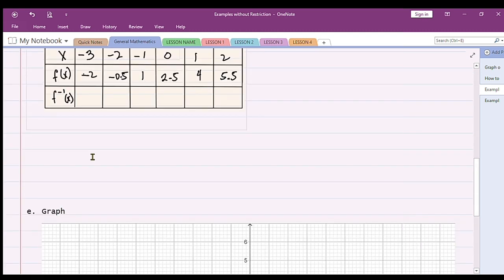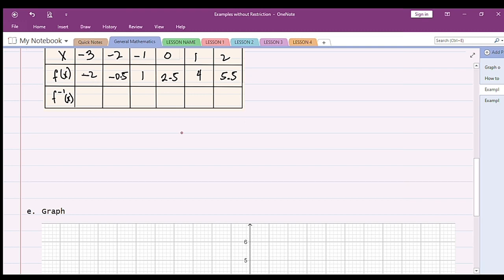Okay mga ka-general, since we already solved the values of f of x using the values of x, negative 3, negative 2, negative 1, 0, 1, and 2, let's take note of that, para mamaya, let's compare the result of f of x to the inverse of f of x.